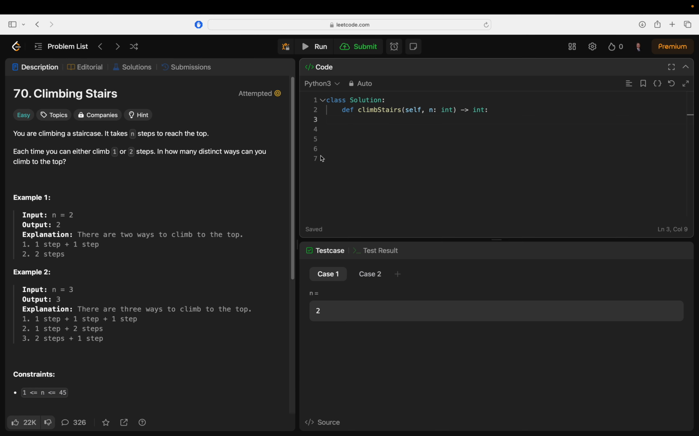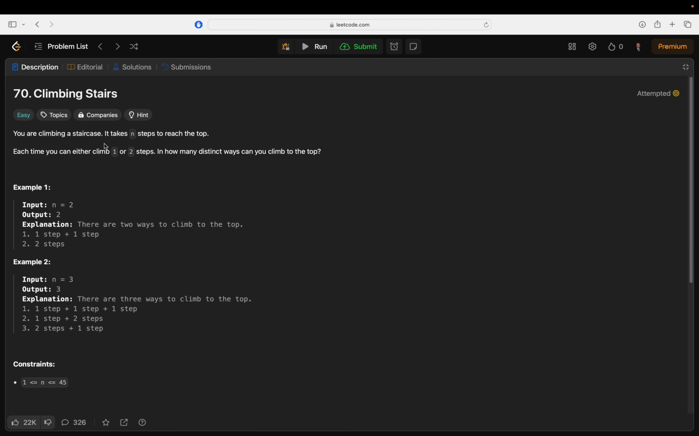Alright, climbing stairs. You are climbing a staircase. It takes n steps to reach the top. Each time you can climb either one or two steps. And how many distinct ways can you climb up to the top?